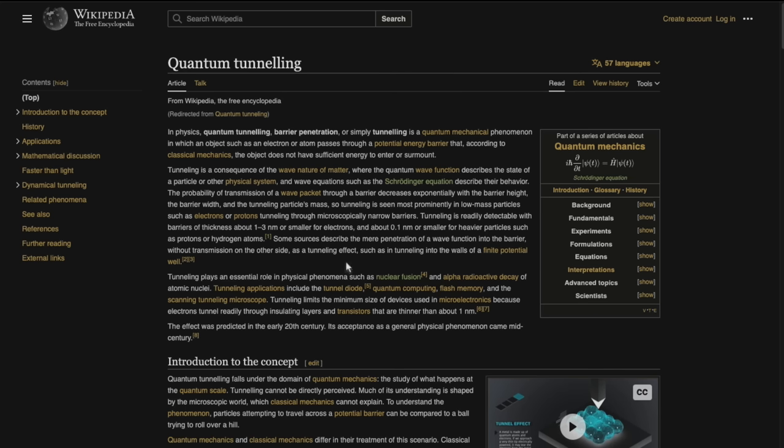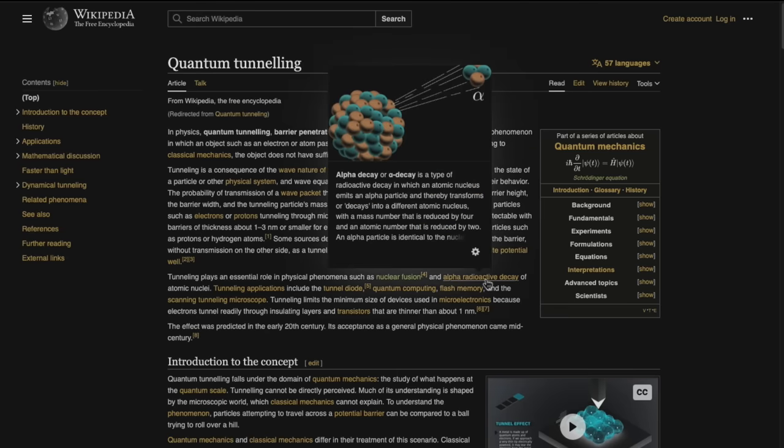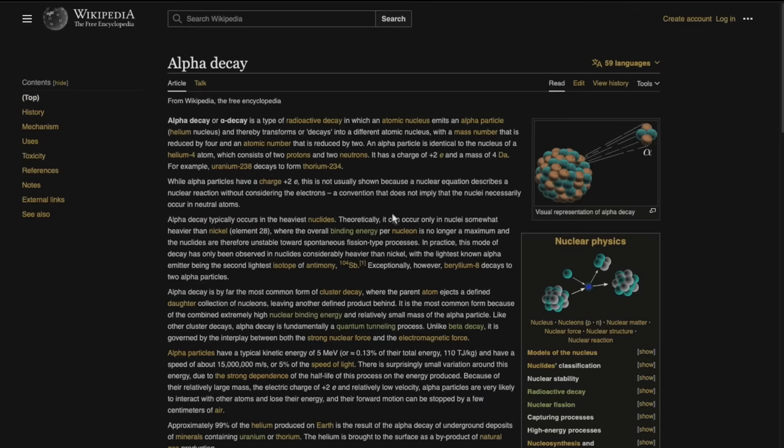And then now we're off on the Wikipedia rabbit hole. Quantum tunneling plays an essential role in physical phenomena like nuclear fusion and alpha radioactive decay of atomic nuclei. So that would be, the atomic number is reduced by 2. So an alpha particle is a helium nucleus, 2 protons, 2 neutrons.